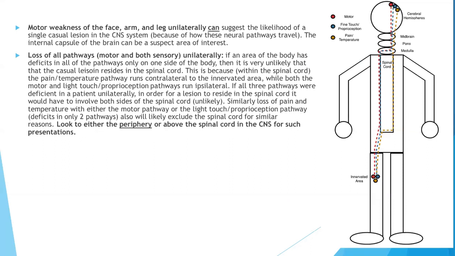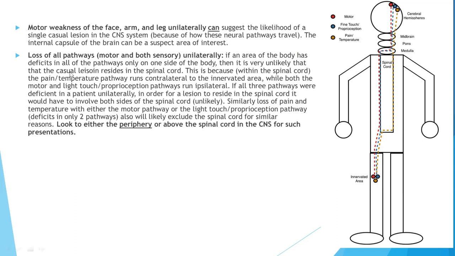So let's talk about motor weakness. Motor weakness of the face, arm, and leg unilaterally can suggest the likelihood of a single causal lesion in the CNS. If there is unilateral involvement of the face, arm, and leg, then this can suggest a lesion in the CNS, because of how these neural pathways travel. Now, the internal capsule of the brain can be a suspect area of interest in these cases.